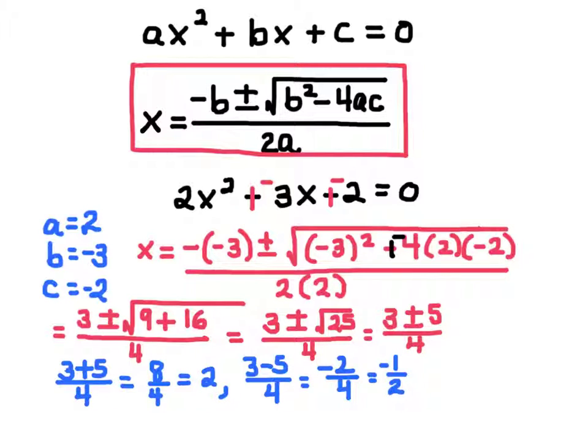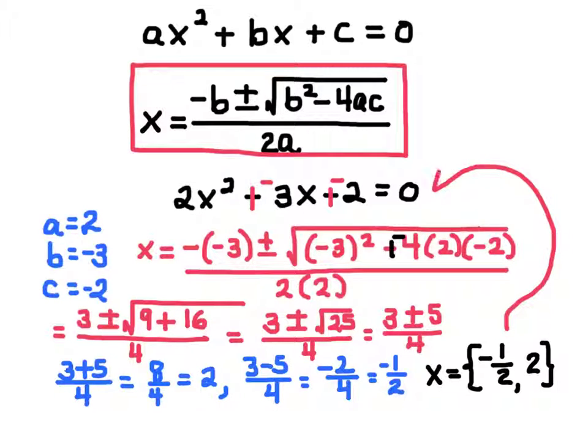So my values for x are, x can be equal to either negative 1/2 or 2. So this time we've solved our equation using the quadratic formula, and we'd want to take this and plug it back in to our original equation to make sure that these values are valid and they are solutions to this equation. Well, they are.